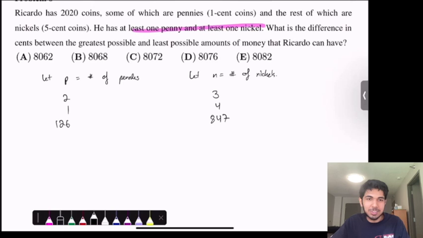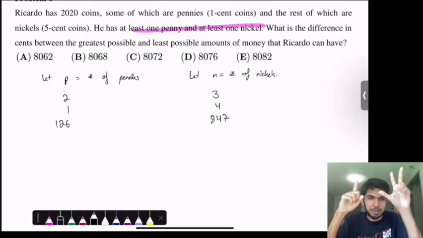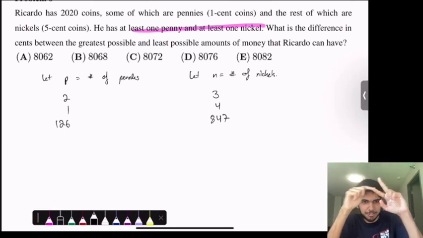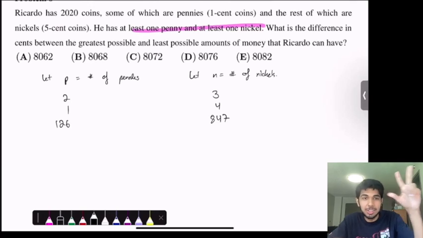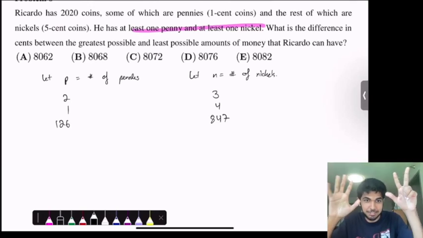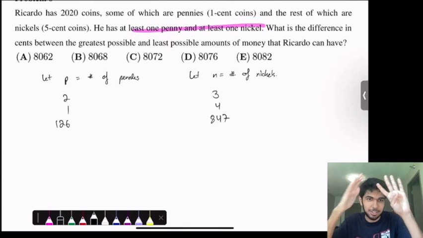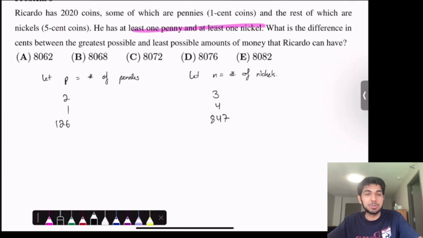So what's going on here? When we're counting on our fingers by 5s, we did 5, 10, 15, that's the same thing as doing 3 times 5. 3 times 5 is 15. Same thing with 4. 5, 10, 15, 20. 4 times 5 is 20, right? That's how multiplication works.